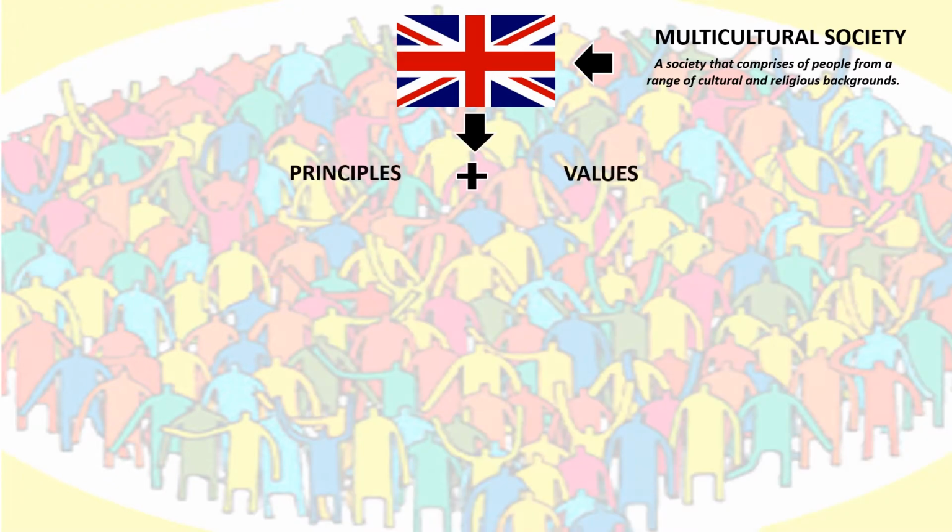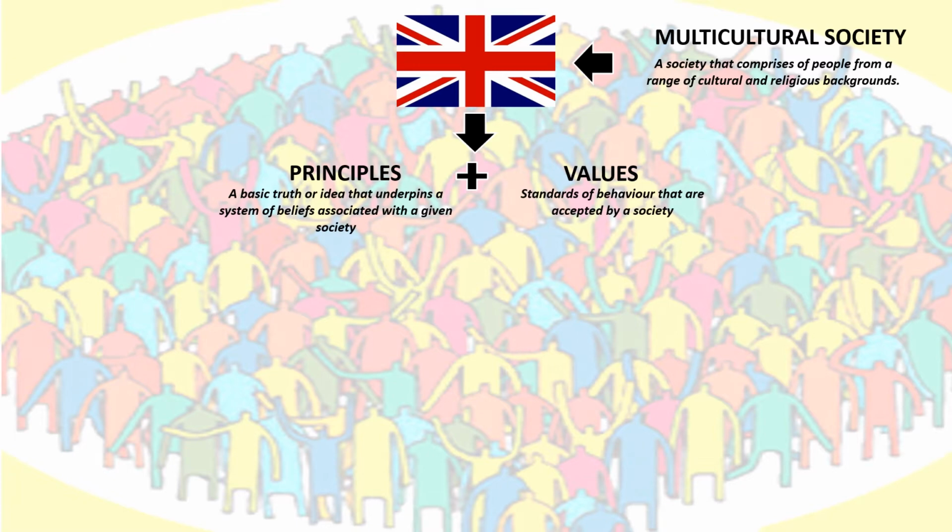Now, Britain has two things. We have principles and values. Principles are basic truths. These are ideas which underpin or support or influence the ways we think about society, what we think about Britain, and what we think about being British. Values are standards of behaviour, a bit like rules of behaviour. So how we are expected to treat people, how we are expected to be treated, what ways and things we think are right and just.